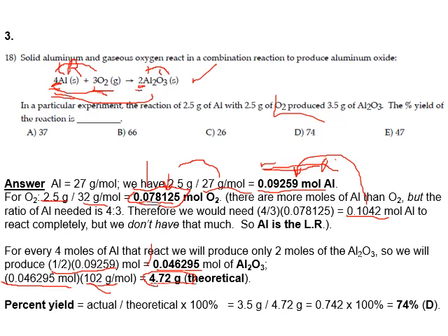So this is how much we could make in a perfect experiment, but they actually did the experiment and they only produced 3.5 grams. So the yield would be how much they actually did make divided by how much you could have made in a perfect experiment, which is 4.72 grams. So divide 3.5 grams by 4.72 grams, and that's going to give you about 0.742 as your decimal. And then you multiply that by 100% to convert it to a percentage, and you get 74%. So let's go to the next slide.